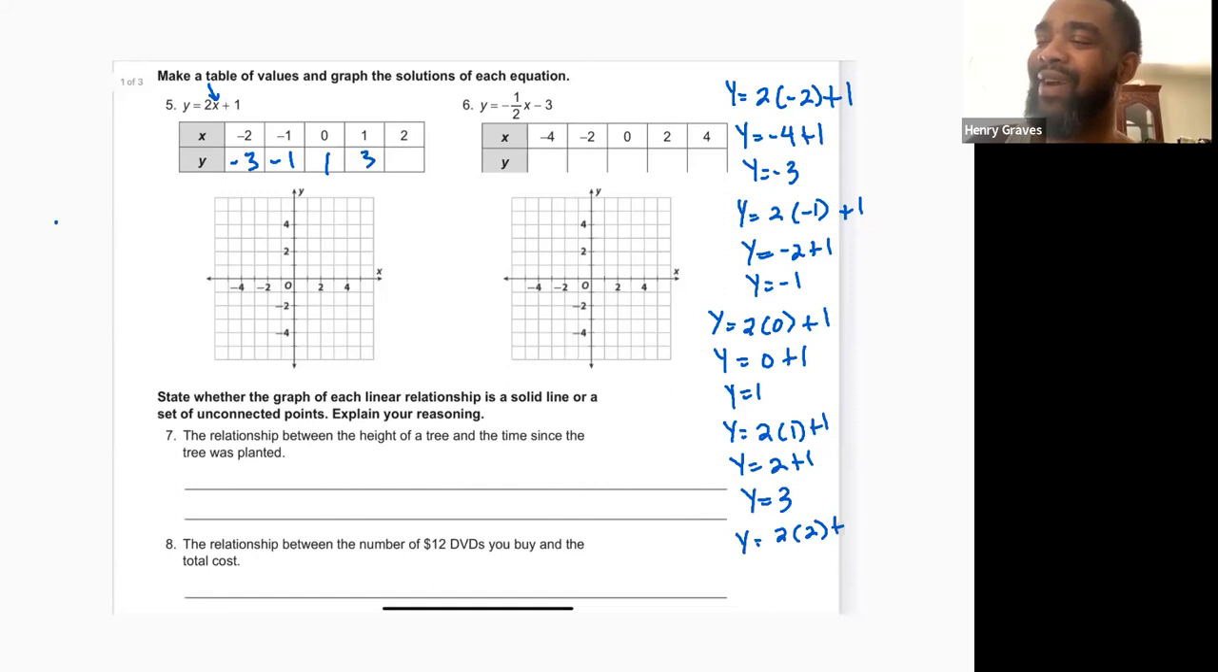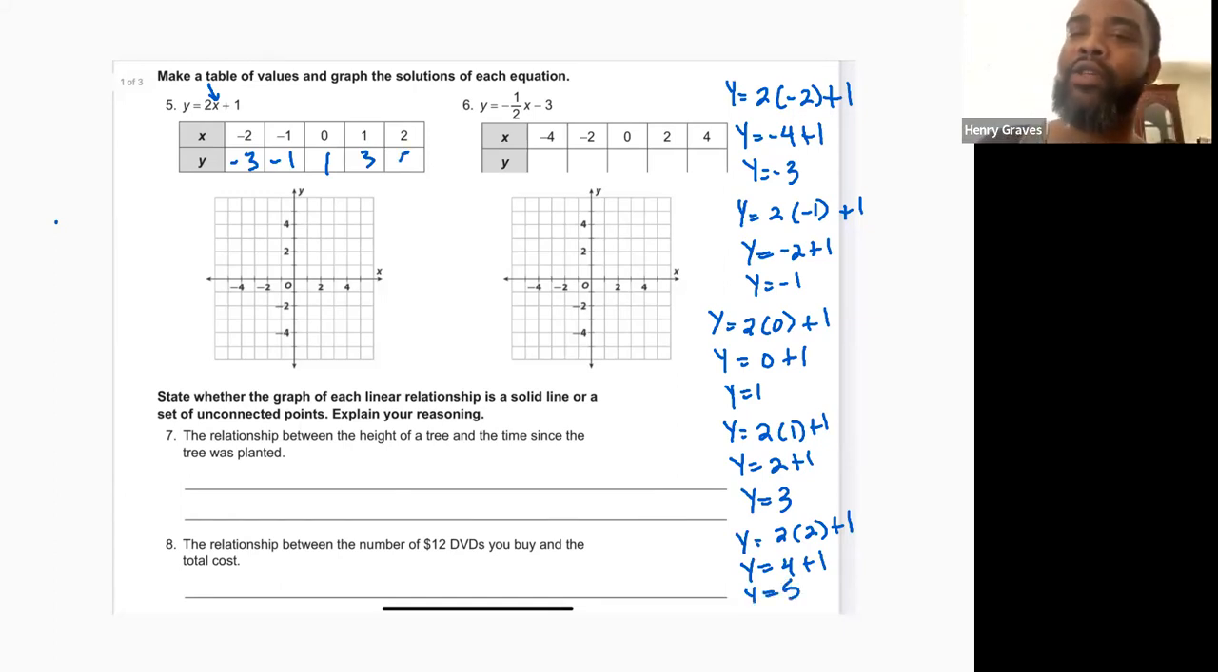So y would equal 5. Now I'm going to graph these, right? So when x is -2, y should be -3. So this is my first dot there. Then -1, -1 should be right there. 0, 1 is up here. 1, 3 is up here. And 2, 5 is all the way up there.